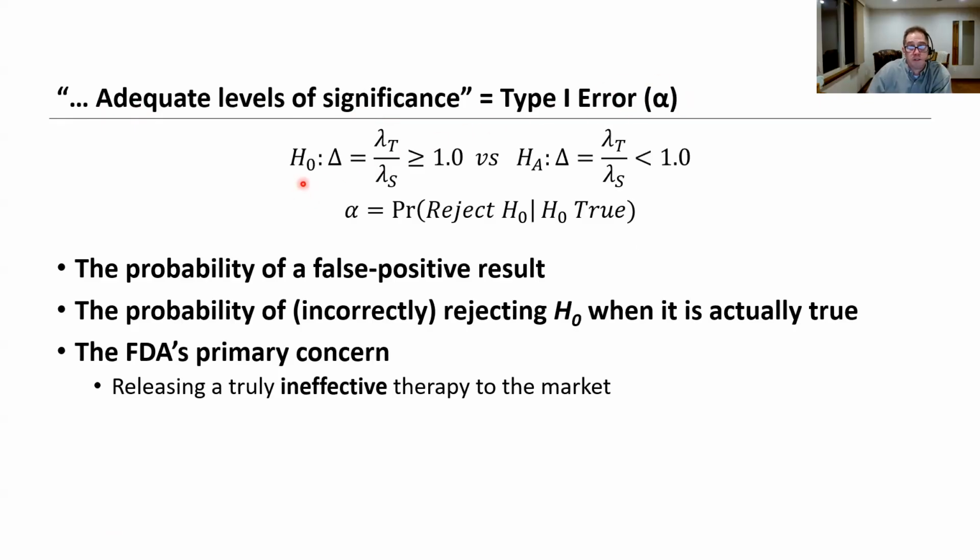So the first phrase there, adequate levels of significance, we're talking about a type 1 error here. If this is my hypothesis, where under the null the treatment arm is not helping patients over the standard of care, then my ratio is greater than or equal to 1.